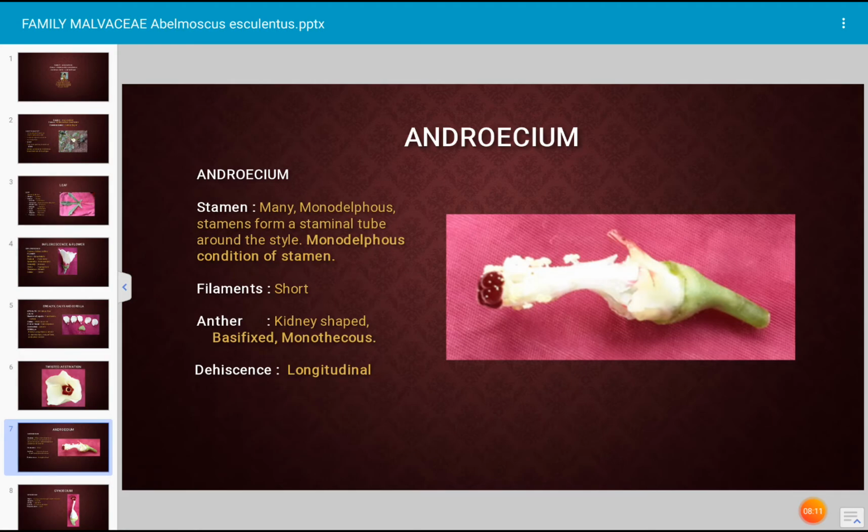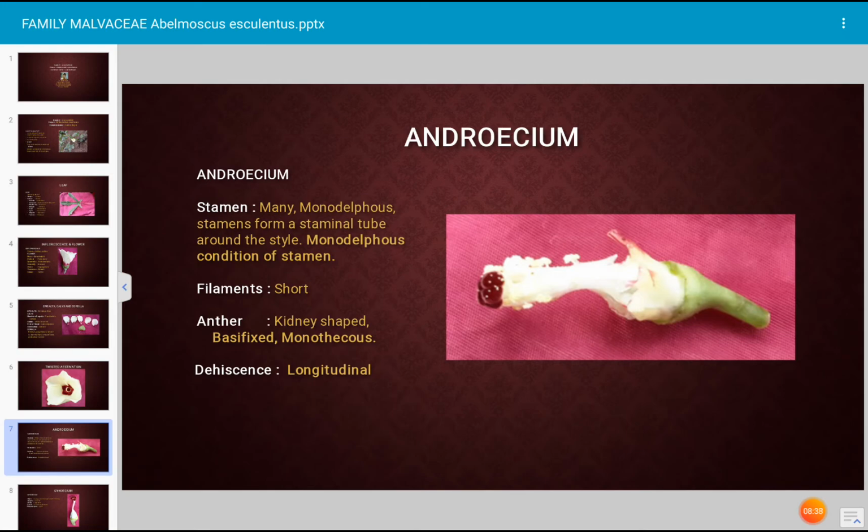Okay. Monodelphous condition of stamen is a characteristic feature of family Malvaceae, and this occurs in all the plants of Malvaceae, and this is Abelmoschus esculentus. In this case, the monodelphous stamens form a staminal tube around the style. Okay. Monodelphous condition is present. Okay. The filaments are very short.